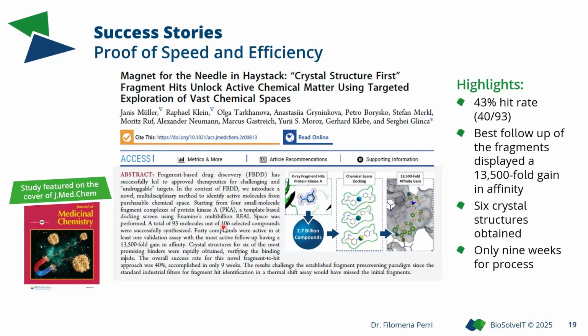And we started from a fragment that was crystallized in protein kinase A, and it was used as a template to screen real space. Among the 93 synthesized compounds that came out after the CSD approach, 40 of them resulted in active compounds, so we had a 43% hit rate. The best follow-up of the fragments displayed an almost 30,000-fold gain in affinity.